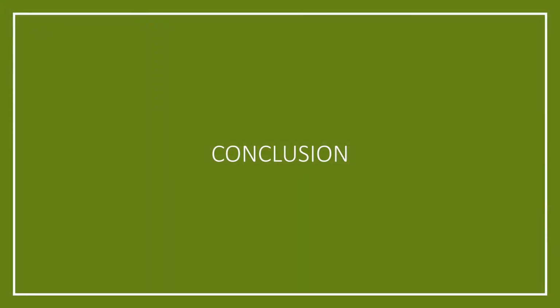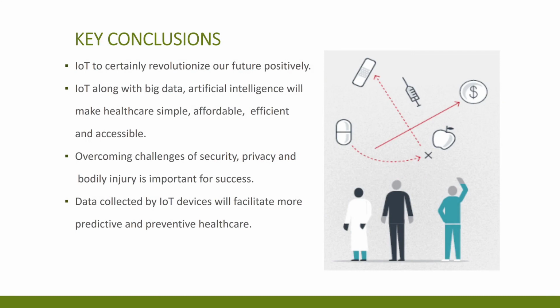Coming to the conclusion, the key conclusions that we can derive are: IoT will certainly revolutionize our future positively. IoT, along with big data and AI, will make healthcare simple, affordable, efficient, and accessible for everyone. That is certainly going to happen. The only thing is that we need to overcome the challenges like privacy, security, and bodily injury that we talked about to ensure that all this is a success. Also, data collected by IoT devices will facilitate more predictive and preventive healthcare to help humans.